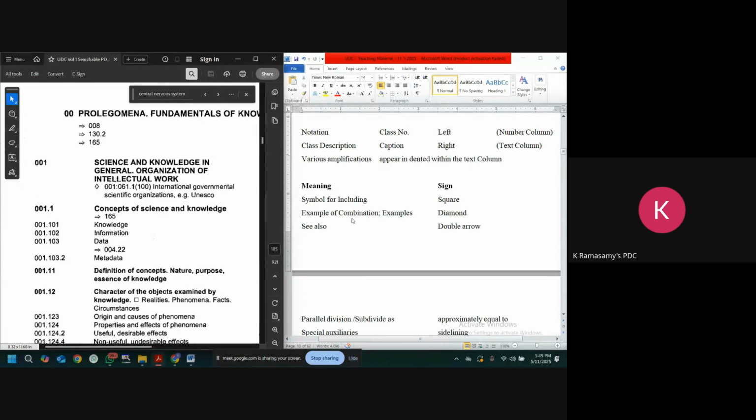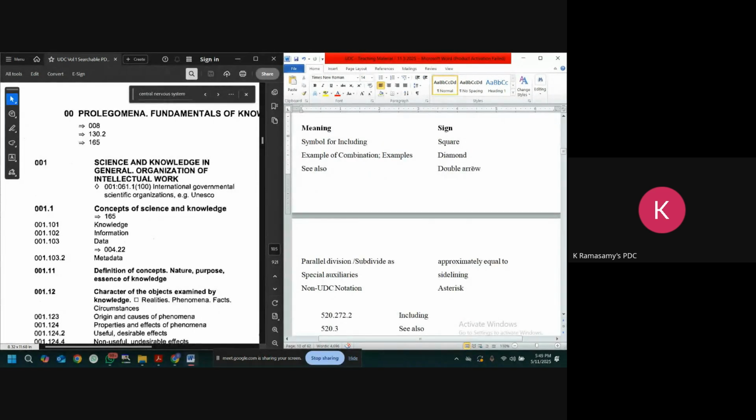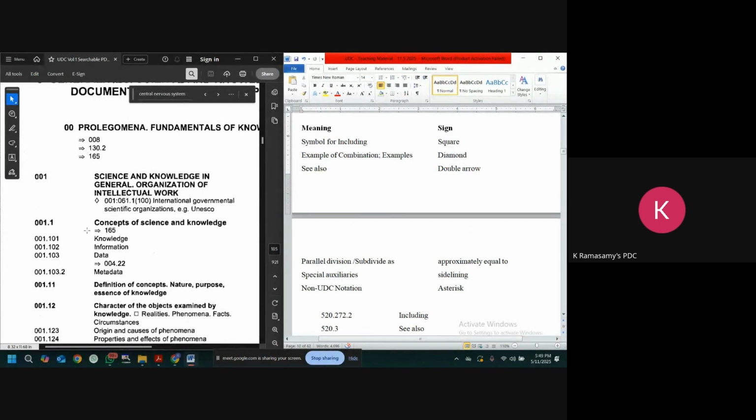Good. Then comes the double arrow. You can see here, double arrow, concepts of science and knowledge, double arrow, data. It's not a single arrow, two arrows are there. It means see also, just a cross reference. There's another number which is somewhat similar to the same concept. Better you go there. For example, if you want to get a number for data, you can go to 004.22 where they are talking about data in terms of computer science.